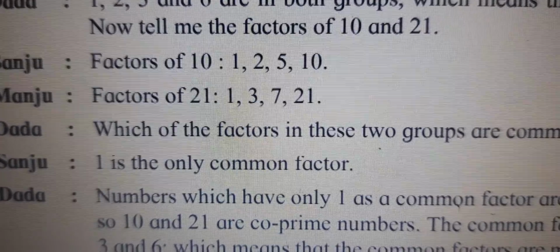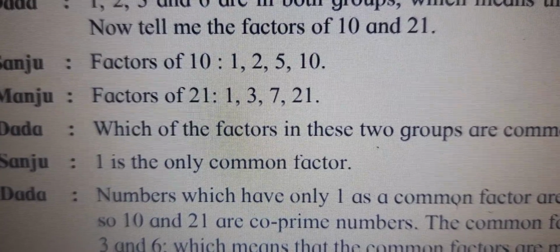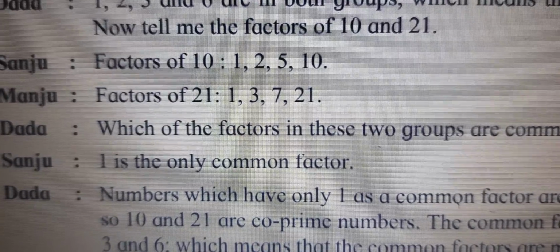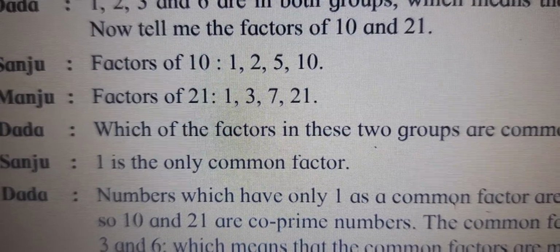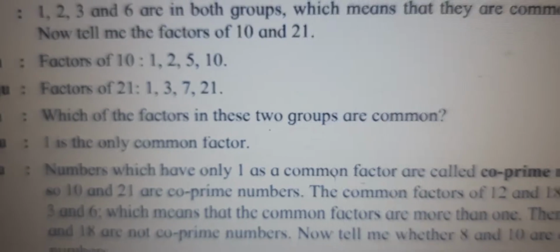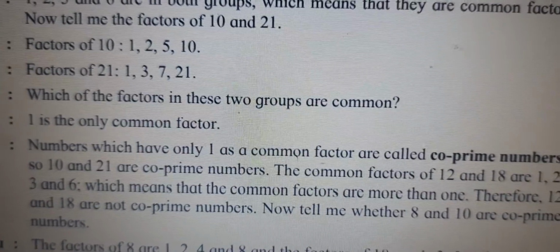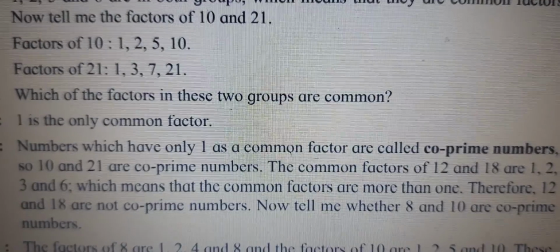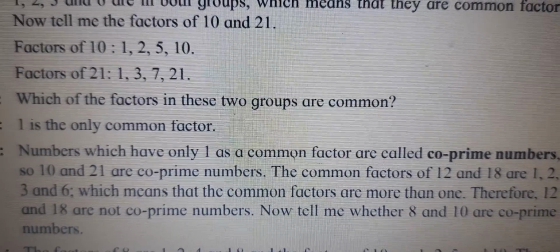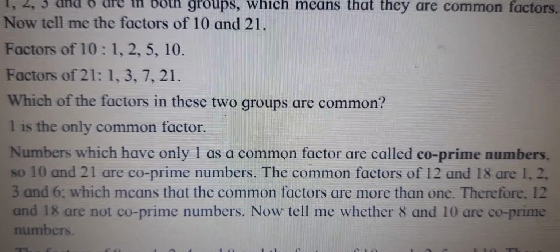So when you have such numbers where only 1 is the common factor, such numbers are called co-prime numbers. Look at the definition. Numbers which have only 1 as a common factor are called co-prime numbers. So 10 and 21 are co-prime numbers.